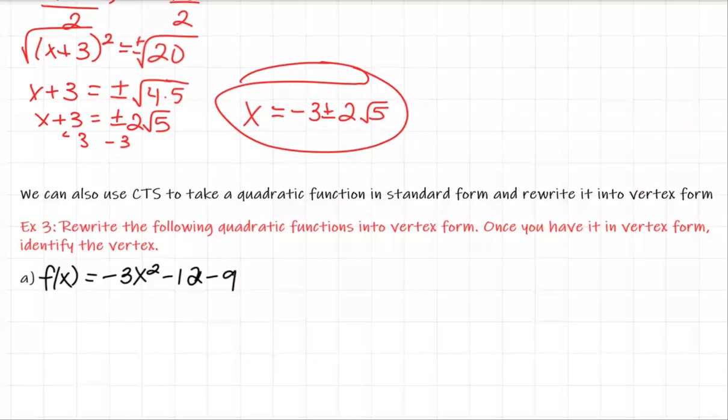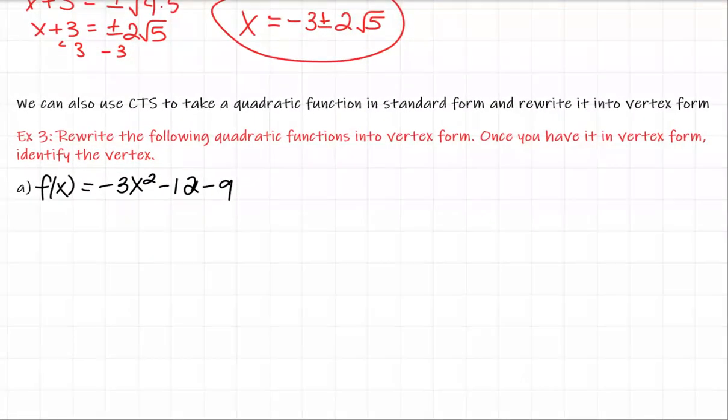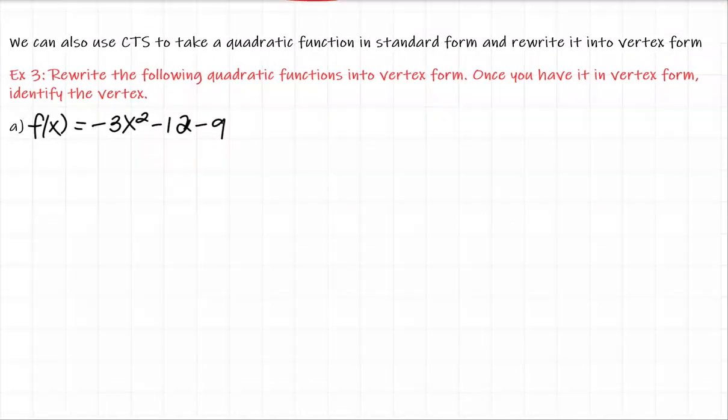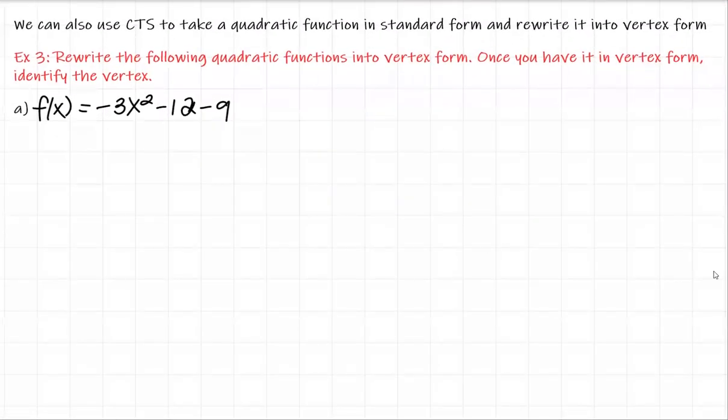Okay, we can also use completing the square to take a quadratic function in standard form and rewrite it into vertex form. So let's see how we can do that. Let's rewrite the following quadratic function into vertex form. And then once we have it in vertex form, let's identify the vertex.